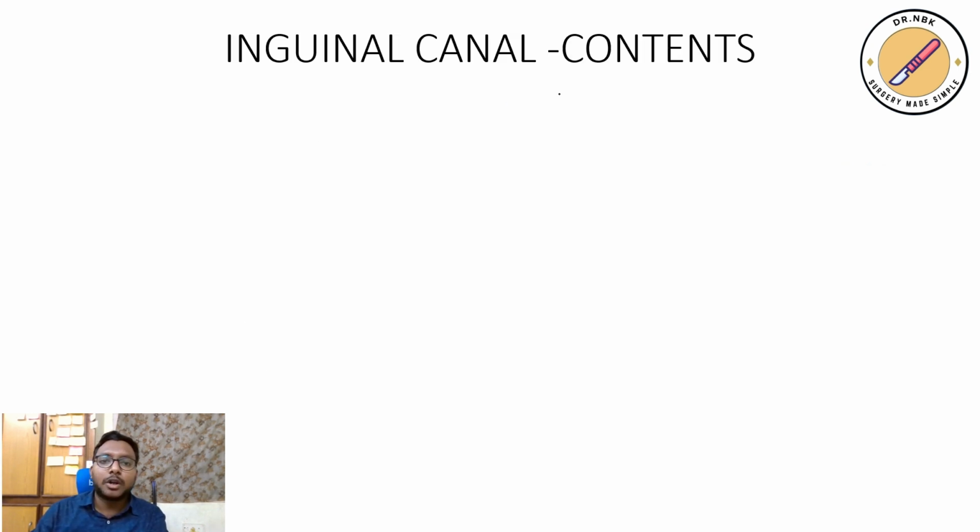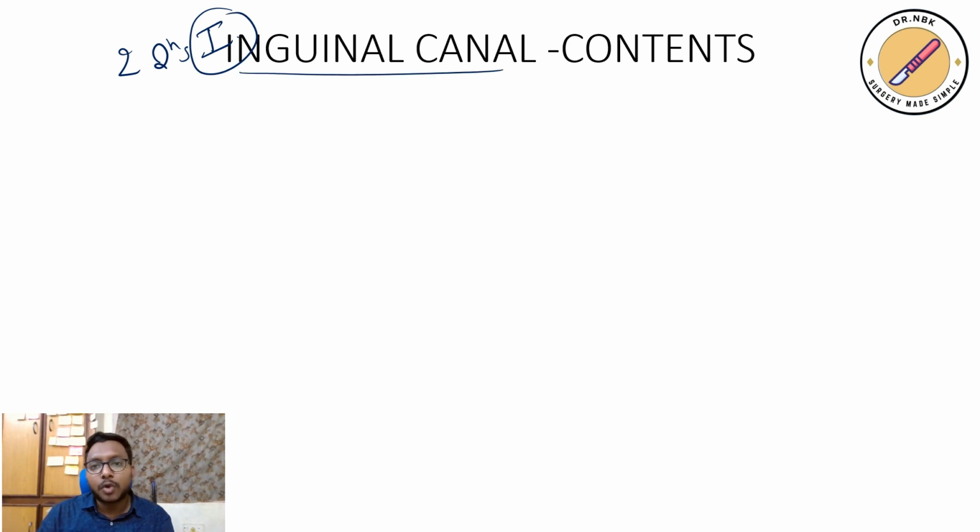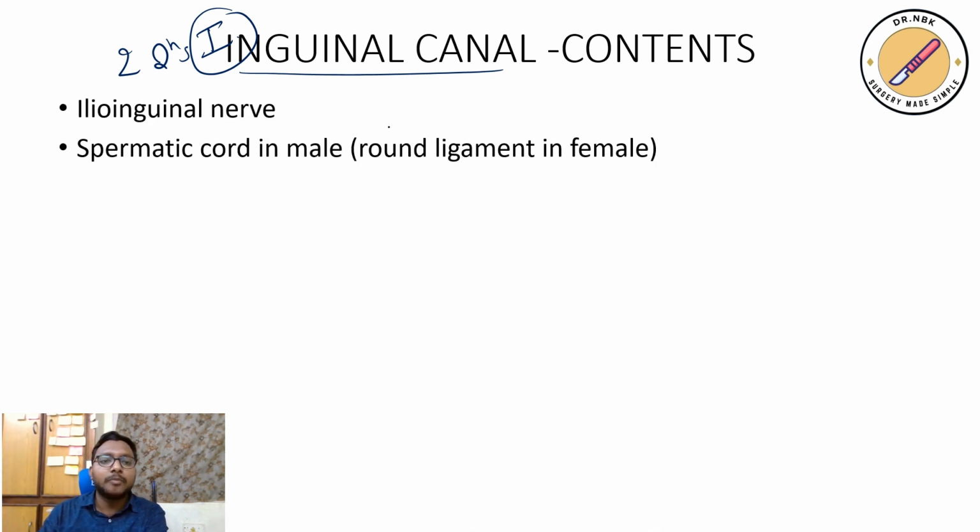Next, coming to the contents of the inguinal canal. Please understand, at this junction there will be two questions. The first one is what are the contents of the inguinal canal. The second question is what are the contents of the spermatic cord. The canal has two important structures. One is the ilioinguinal nerve. The second is the spermatic cord in males, whereas in females it is the round ligament. These are the contents of the inguinal canal. So when you are doing surgery and you open the external oblique aponeurosis, it means you have entered into the inguinal canal. There you get these two important structures.